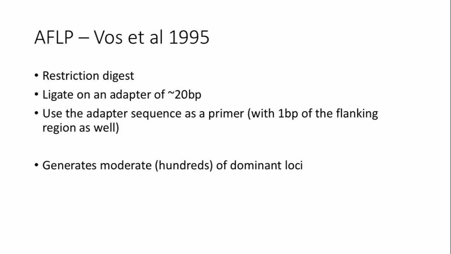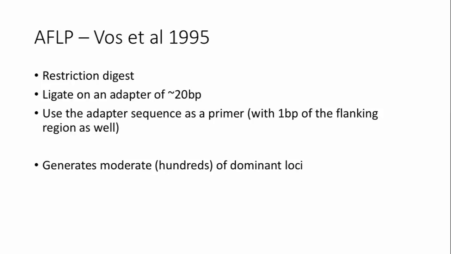Another technique that exists is called the amplified fragment length polymorphism. This is sort of a hybrid approach where you do a restriction digest, then you add an adapter of about 20 base pairs that you can use as a primer sequence. And this allows you to assess variation in whether or not individuals have that restriction digest site or a difference in the base pair next to that digest site. And what this generates is hundreds of dominant loci that differ among individuals. The drawback of these is that they're dominant.